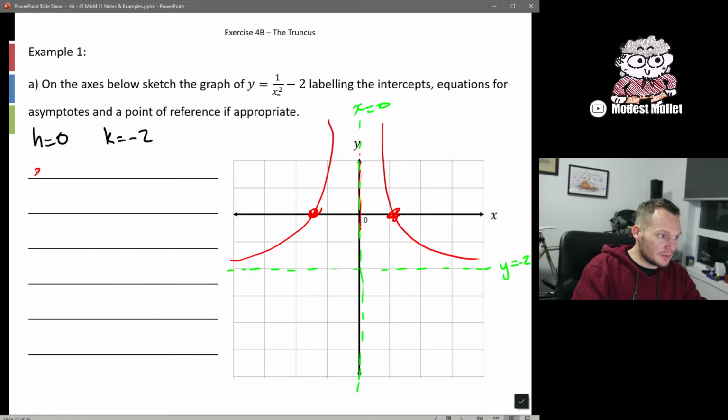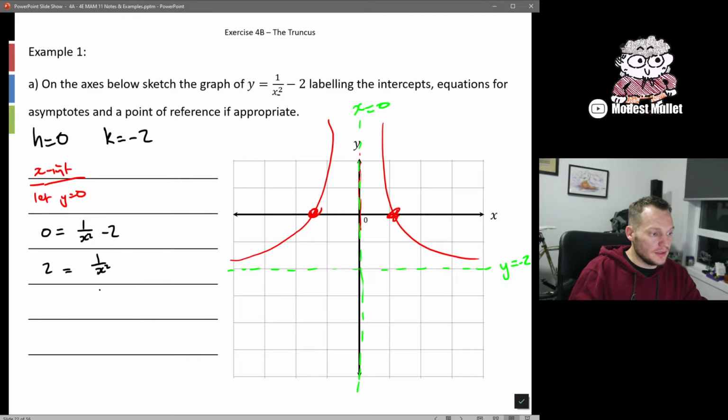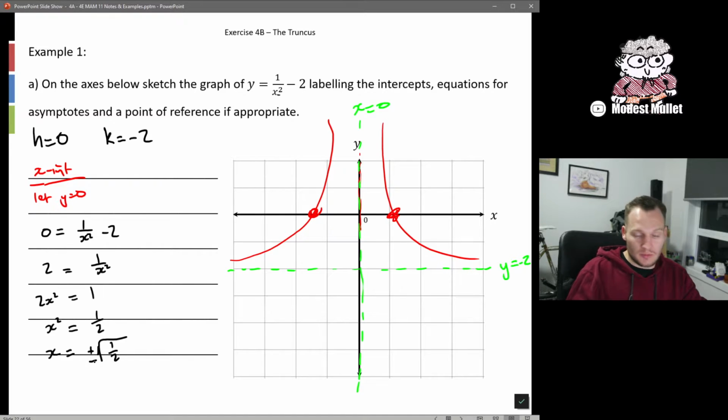So let's find our x-intercepts. To find the x-intercept, we're going to let y equal 0. So we get 0 equals 1 on x squared minus 2. Take the 2 over, we get 1 on x squared equals 2. Multiply both sides by x squared, so we get 2x squared is 1. Now I'm going to divide both sides by 2 to get the x squared by itself, so we get half. So x is equal to the square root of half, and it's going to be plus or minus when we take the square root of both sides. So x is equal to plus or minus the square root of half.